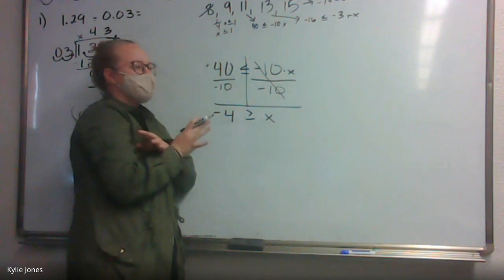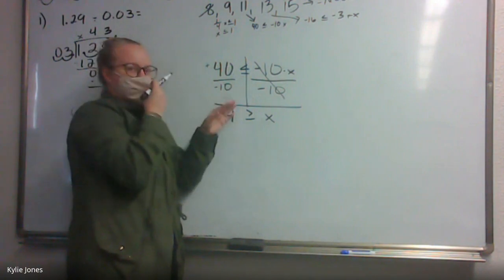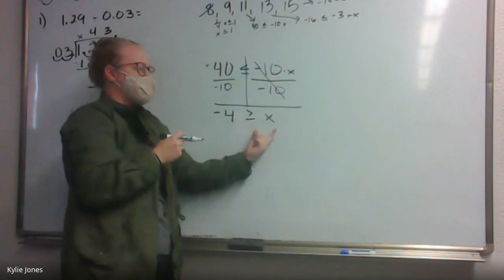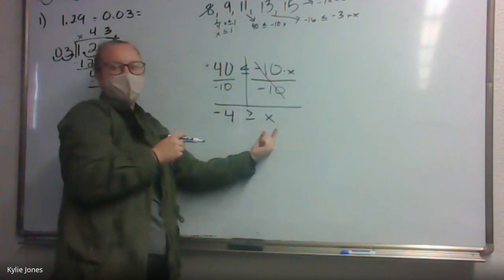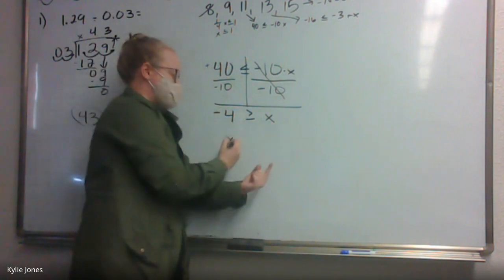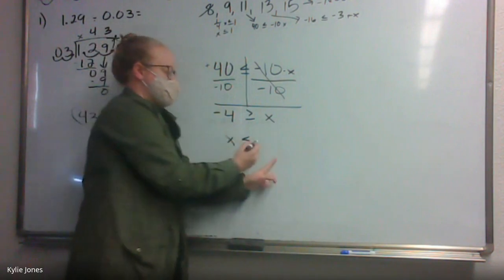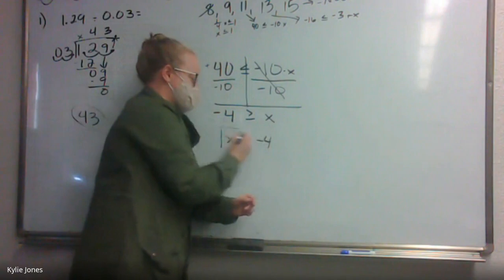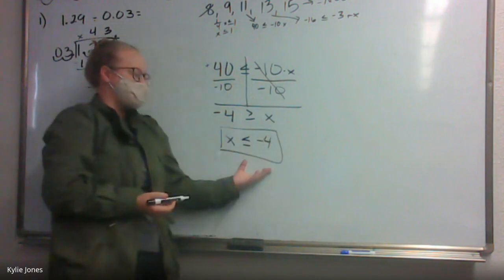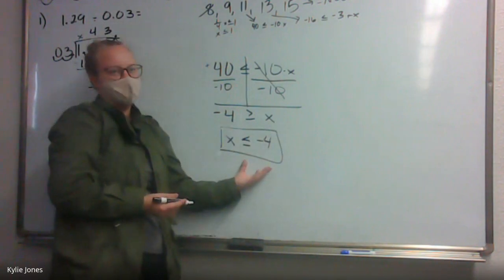Let me finish. We're not going to use this very often at all, so I'm just going to walk you through it. Then we need to flip our inequality so that the x is first. So the x comes first. Your arrow is pointing towards the x, and then your negative 4 is over here. So our final answer on this one is x is less than or equal to negative 4.